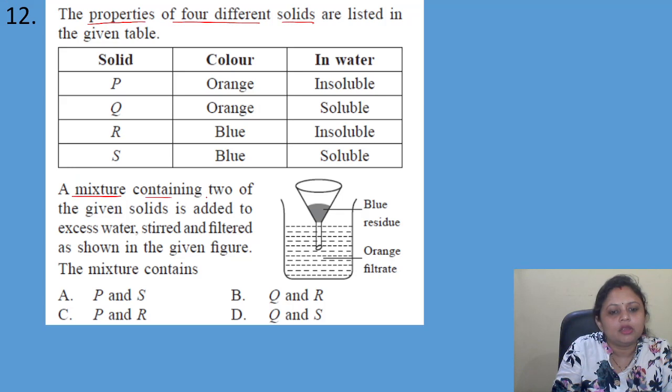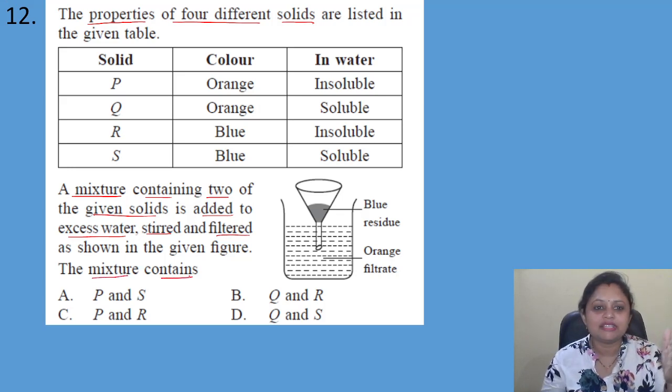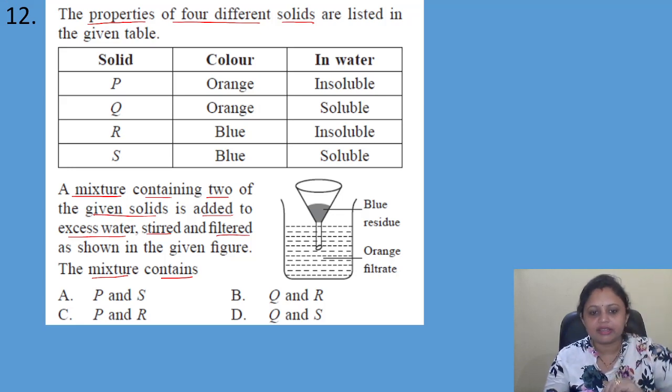Mixture containing 2 of the given solids is added to excess water, stirred and filtered. So what does the mixture contain? तो इनमें से जो 4 solids given हैं, इनमें से 2 solids को हमने लिया है, वाटर में डिजॉल्व किया है, ओके, एंड वाटर में मिक्स किया है, फिर स्टर करके उसको फिल्टर किया है, ओके.